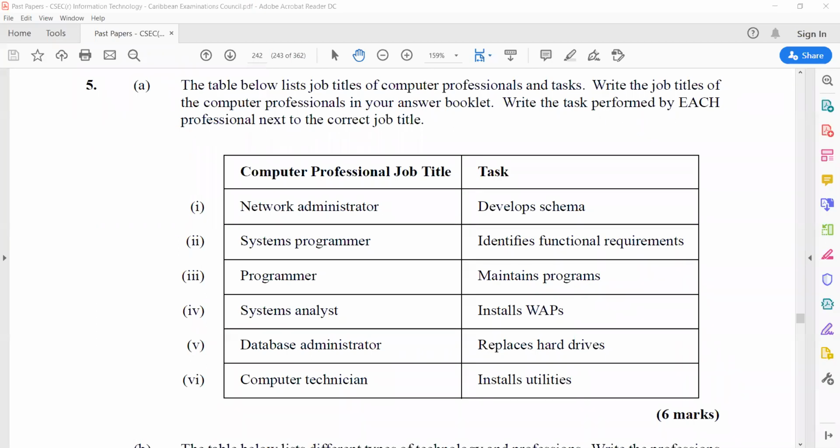No, sir. Okay, let me just pull up another question for you.